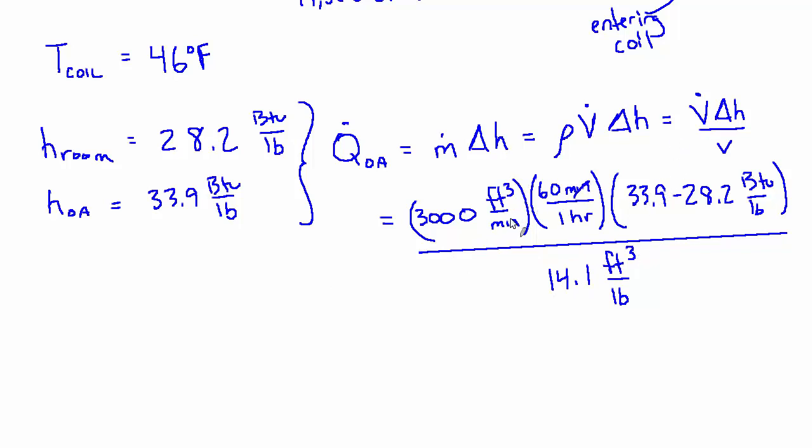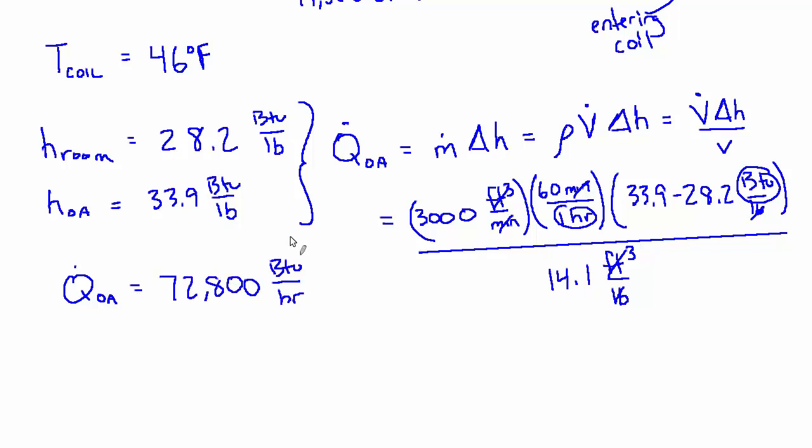So let's cancel out some units. Minutes go away, cubic feet go away, pounds go away, and we should end up with BTU per hour, and then we'll do the math on it. So Q dot OA works out to 72,800 BTUs per hour.